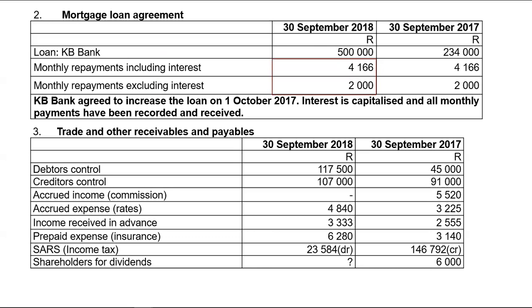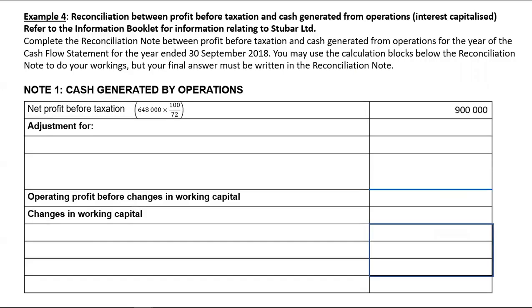So I'm just going to use that. Let's just record that immediately. So I'm going to go straight to my reconciliation between profit and tax note, and I'll just put in the interest expense, and I'll take that 4,166 minus 2,000 and whatever remains, which will be 2,166. Take it and multiply it by 12. It'll give me 25,992. Okay, now I have interest.